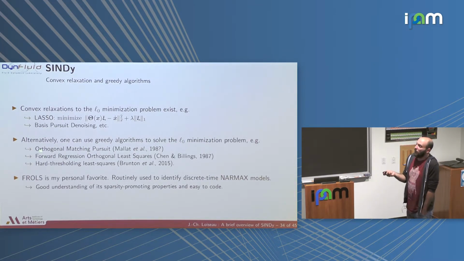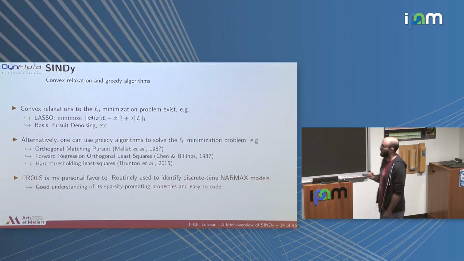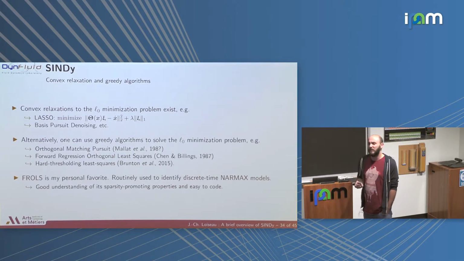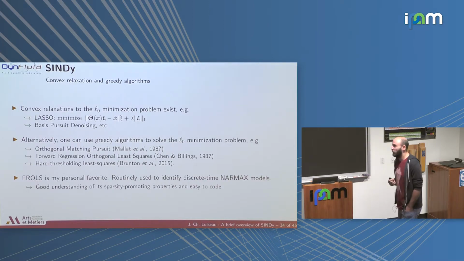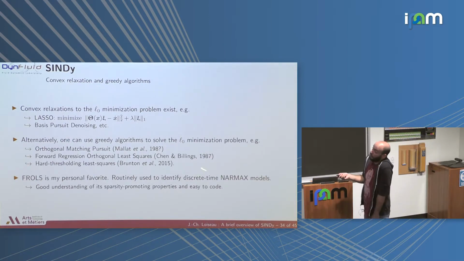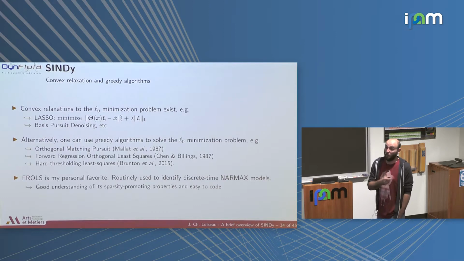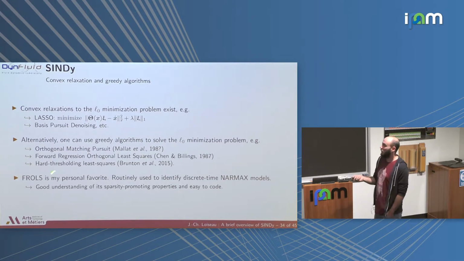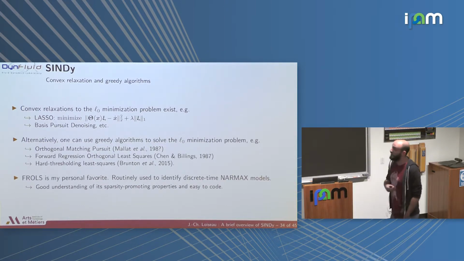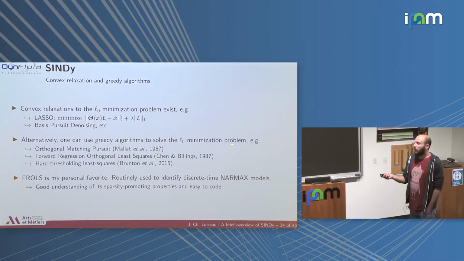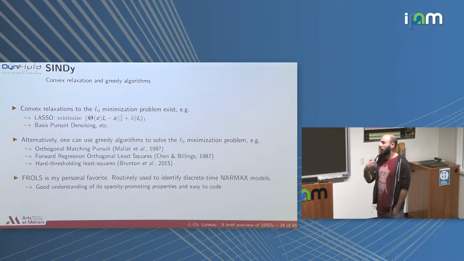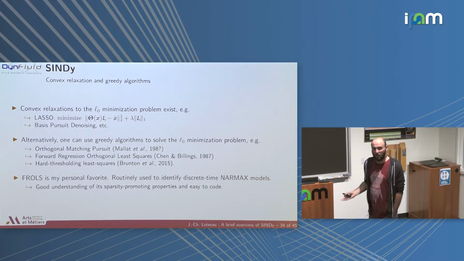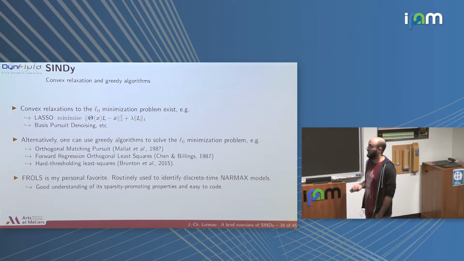My personal favorite is forward regression orthogonal least squares. It's pretty similar to what Steve was showing, except that we sequentially increase the terms in the model rather than decrease them. It's my personal favorite because that's what we use in discrete-time NARMAX models. It's super easy to implement, and we have a pretty good understanding of its sparsity-promoting properties. It has also been shown that from a statistical point of view it's consistent, and it has all the properties we like for statistical estimators.